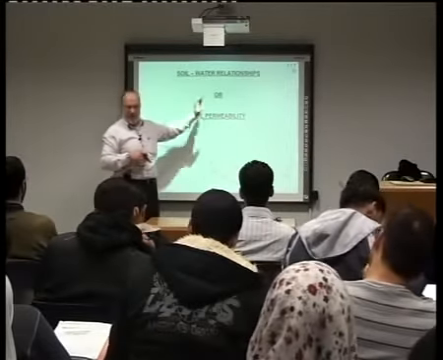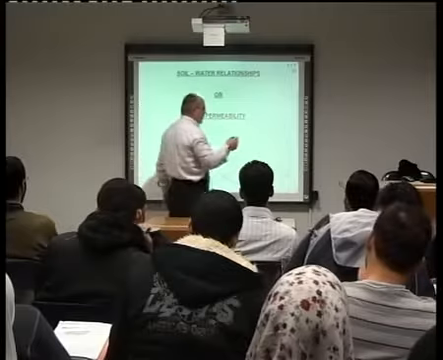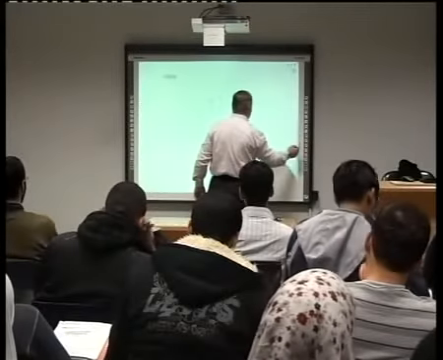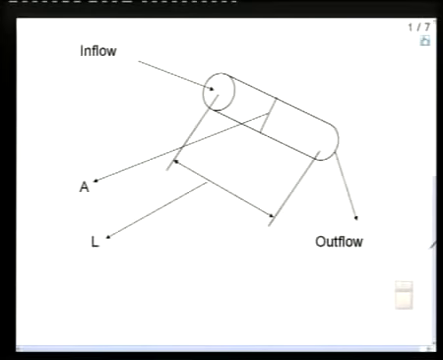Soil-water relationships or soil permeability. Suppose I have a pipe like this. This is a pipe. Okay, this is a pipe, a hollow pipe. Okay, open from both sides. Okay. A hollow pipe that is open from both sides. It has a cross-sectional area A. It has a length of L. Okay?